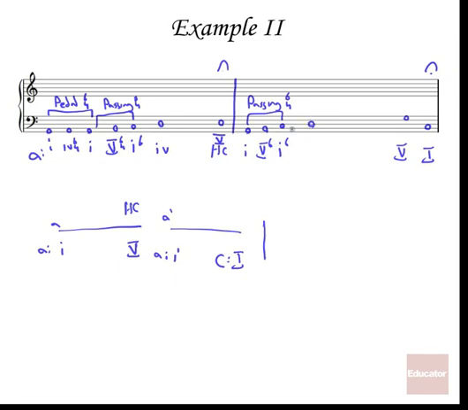And then I'll continue moving by step. So here is a four chord, D minor. And of course, D minor occurs in C major as a two chord. So let's reinterpret it as a two chord, which is going to move to five. So here's five.